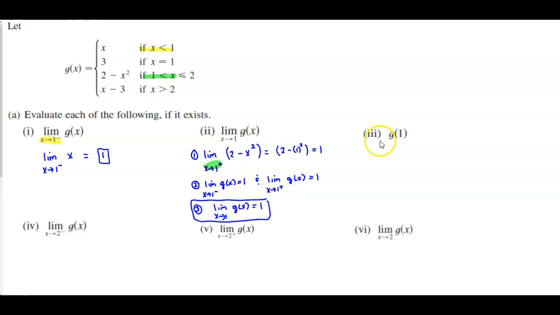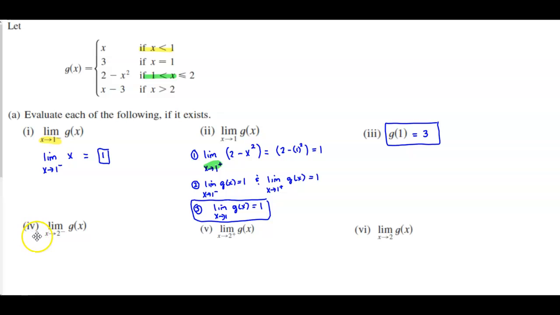Okay, in part 3, it's asking us, what is the output when the input is 1? Well, that tells us that when x is equal to 1, then the output is 3. So therefore, part 3, the answer is 3.